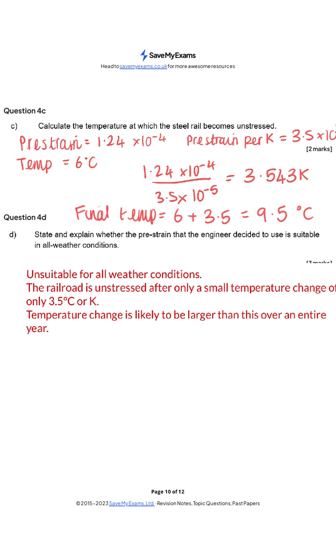Question 4D is asking us to state and explain whether the pre-strain was appropriate for all weather conditions. Overall, I'd say it's not suitable for the entire year round. That's because it's unstressed after only a very small temperature change of 3.5 degrees C or 3.5 Kelvin. Over the entire year, the temperature change is likely to be a bit more than this. So in the summer, there would be quite a large expansion of rails compared with this.